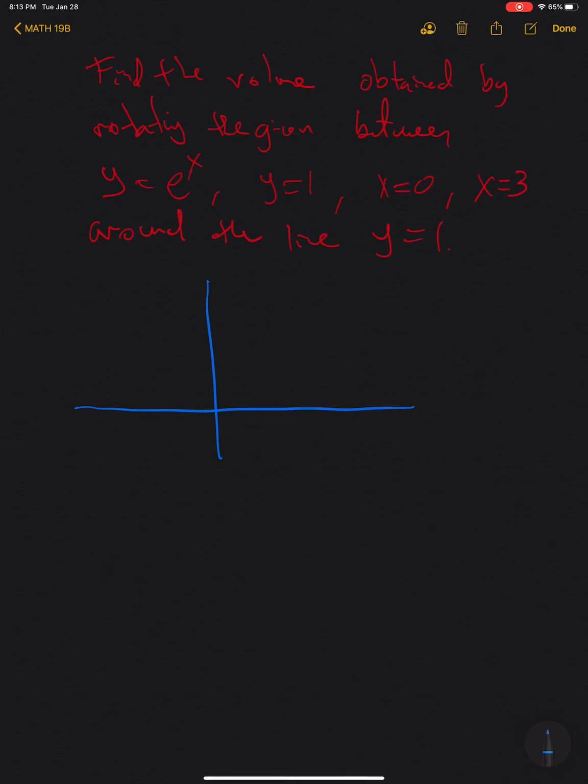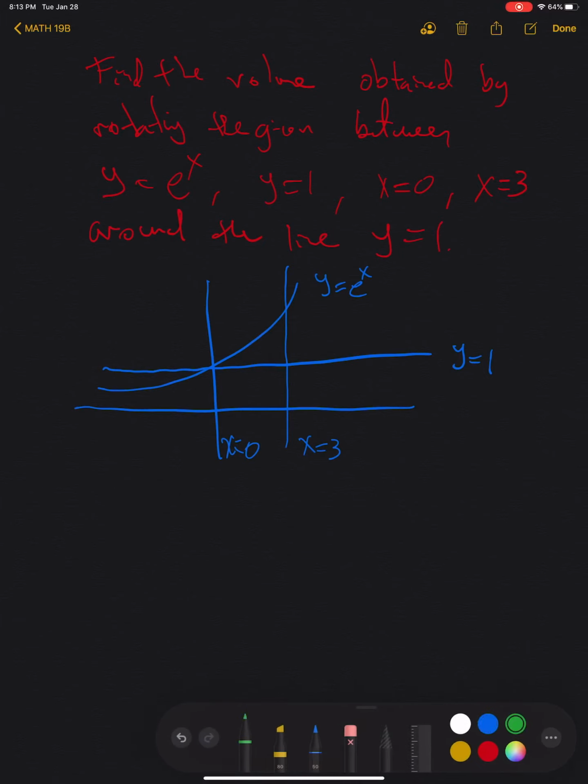So what we have is the first curve, which is e to the x. Then we have the line y equals 1. And then we have the two vertical lines, x equals 0, and then x equals 3. In other words, the region that we're trying to rotate is the region enclosed by these four things. So it's going to be this part right here. Looks like a little wedge.